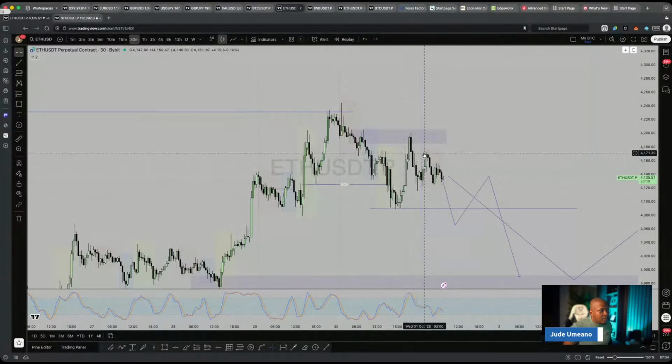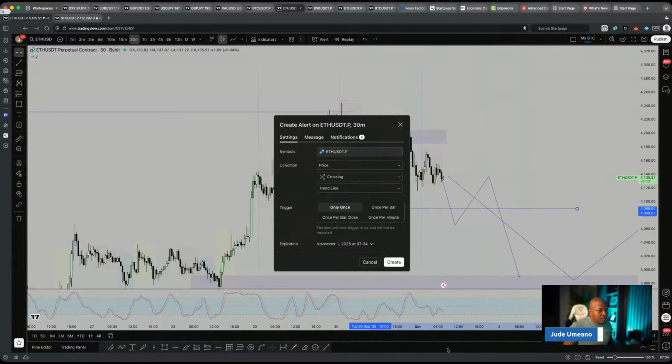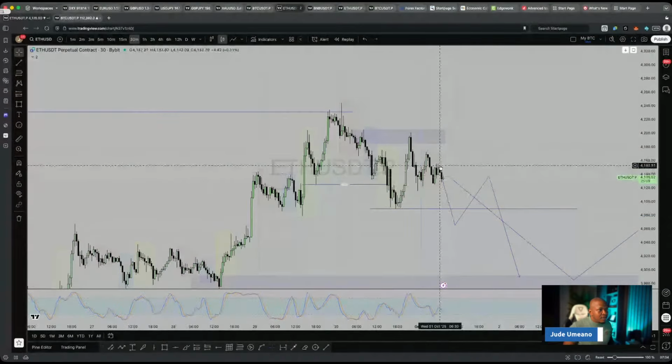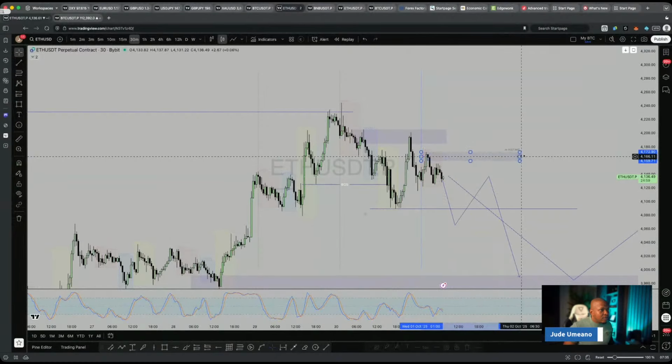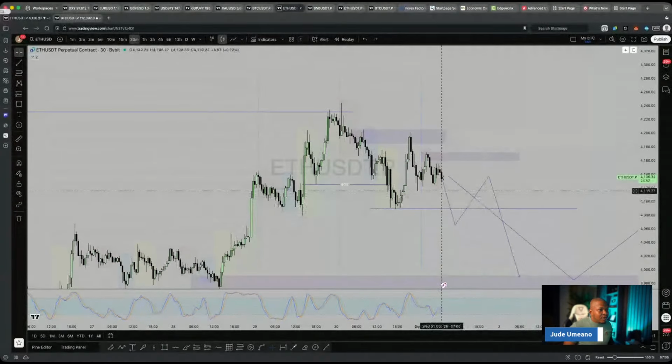So I just want to wait for the next entry. The next entry is that when we break this structure here, I'm going to mark it and create an alert. Then this is possibly the supply zone I'll be looking at to take the trade from. But I need this structure to be broken to the downside, okay?